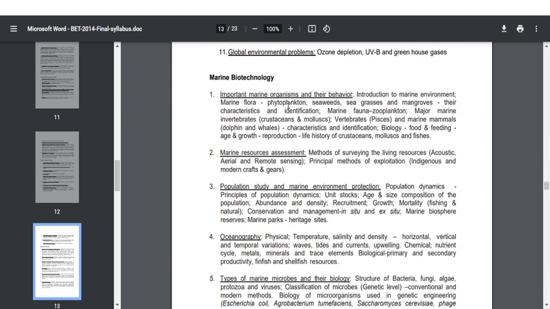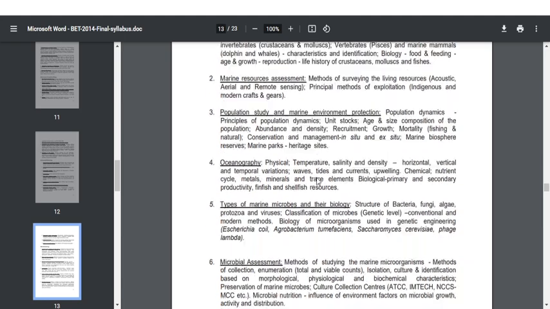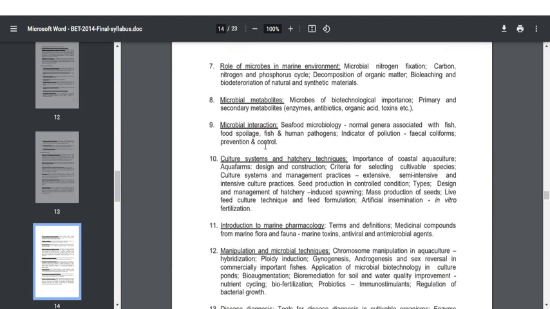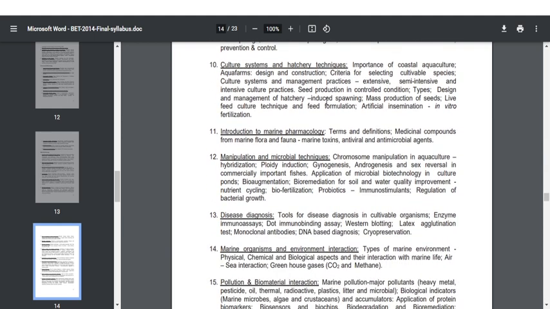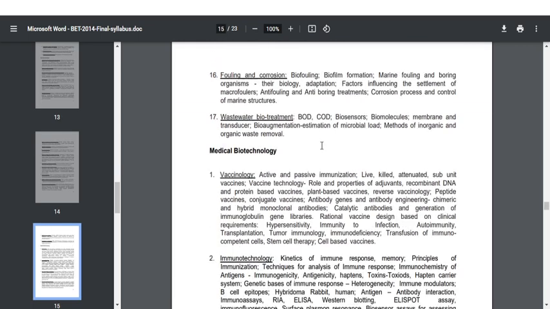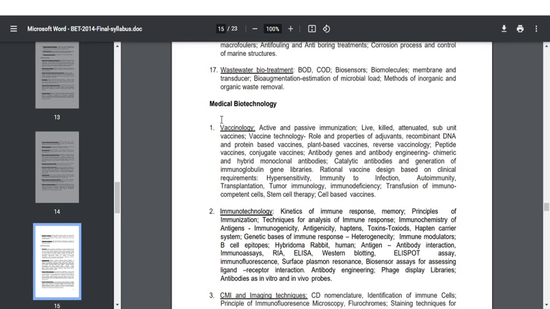Marine biotechnology: in previous years many questions were asked from marine biotech, but in recent years only very minimal questions are asked. If you want to skip marine biotech, you can skip it, or just concentrate on marine metabolites, marine interactions, and introduction to marine pharmacology. So the list of toxins, antiviral compounds, antimicrobial compounds, and the list of cancer drugs that come from marine sources. Okay, that's sufficient. Next is medical biotech.